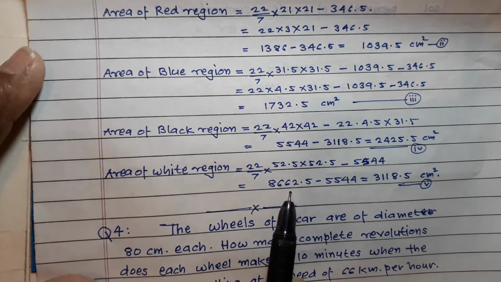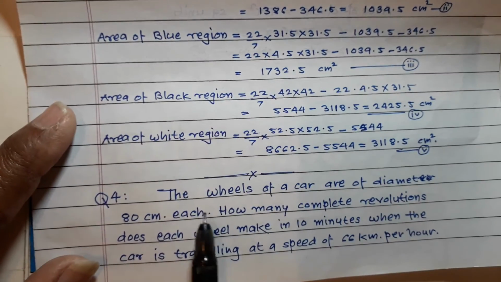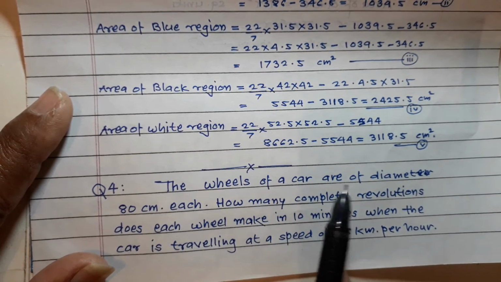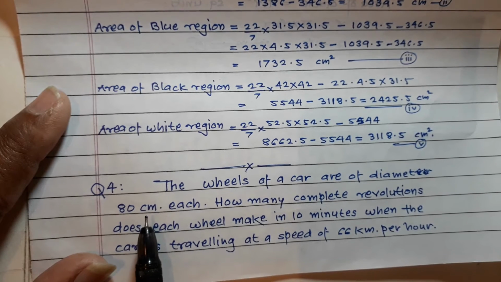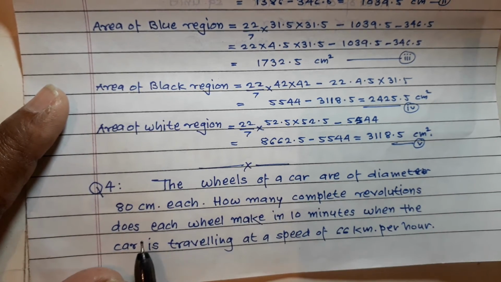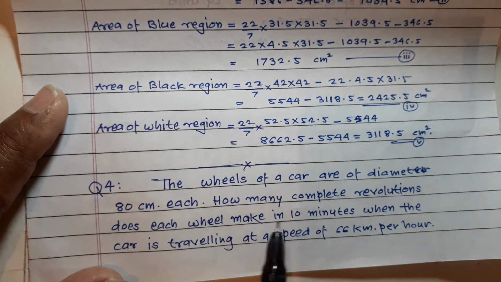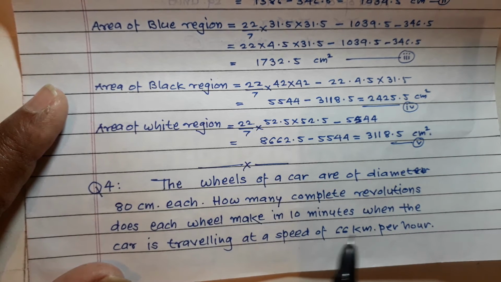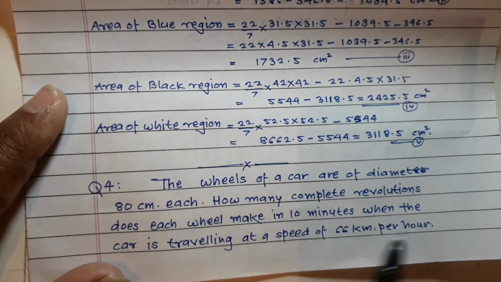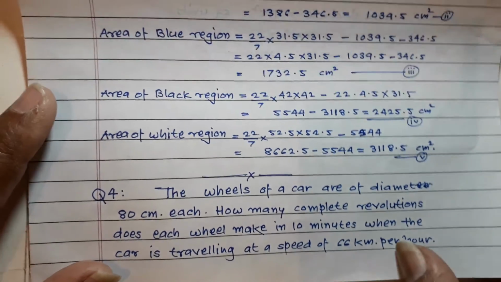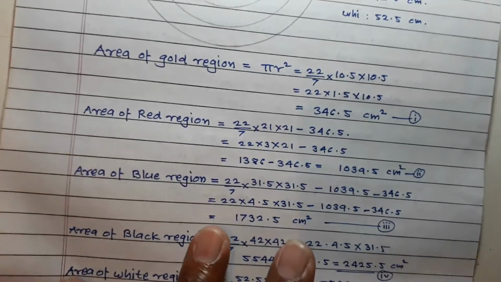Okay. Question number 4. The wheels of a car are of diameter 80 centimeter each. How many complete revolutions does each wheel make in 10 minutes when the car is traveling at a speed of 66 km per hour? Okay, now try to understand this example. This is an important example.